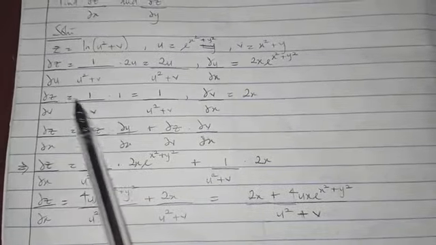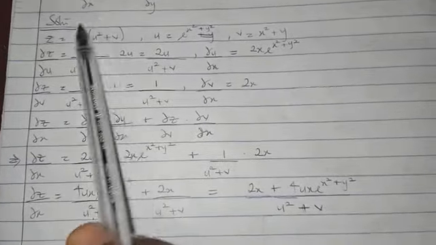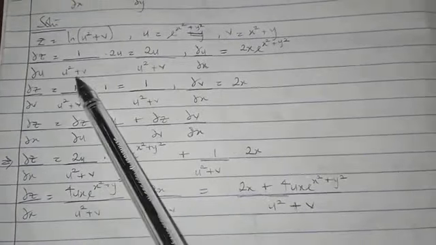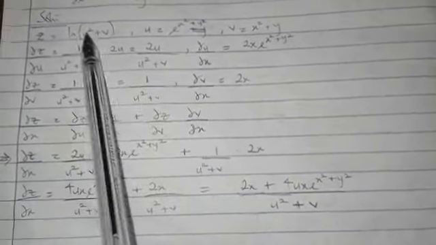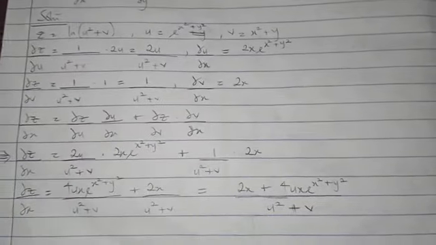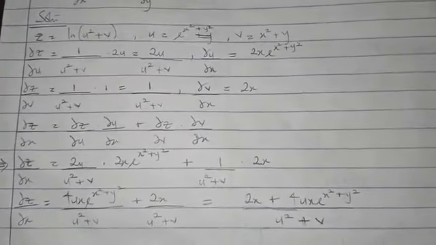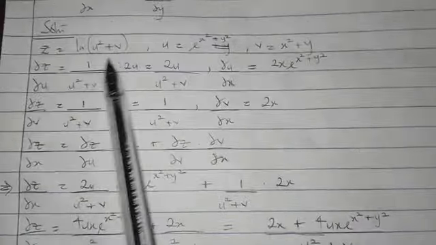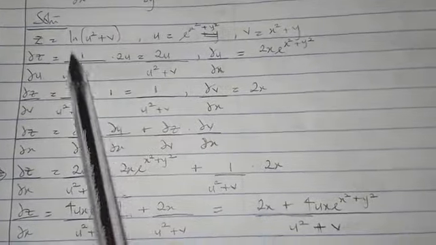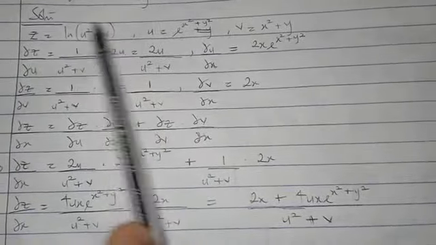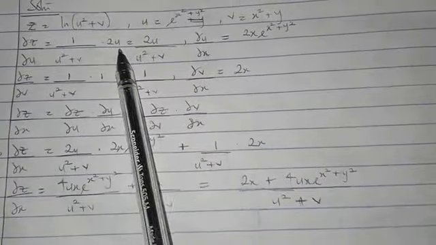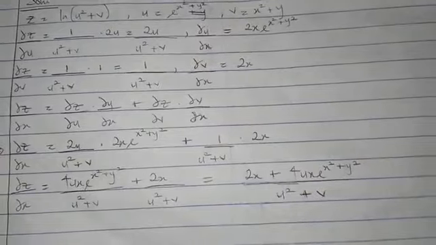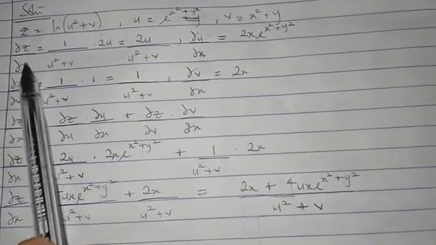Partial z over partial u. You know how we differentiate ln: it's going to be 1 over u squared plus v. Let me not say logarithm for ln, because when differentiating logarithms there are other things you do, but that's not the case now. So for ln, it's 1 over everything inside. Then you differentiate the inside with respect to u, so that's 2u. When you multiply, you have 2u over u squared plus v. That's the partial z over partial u.